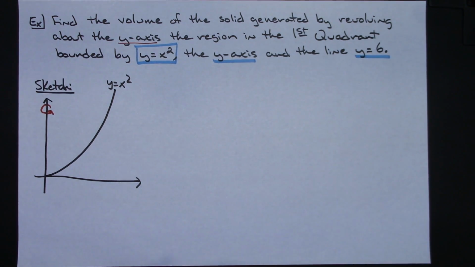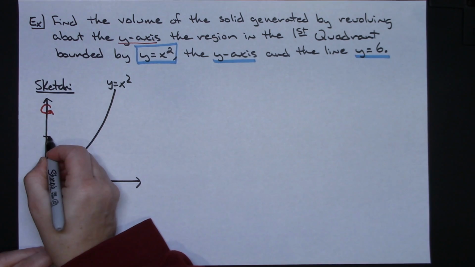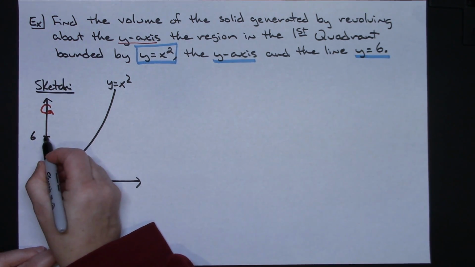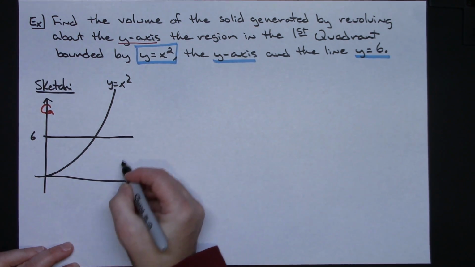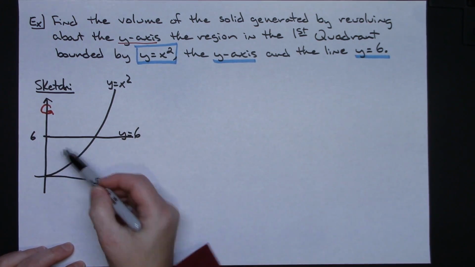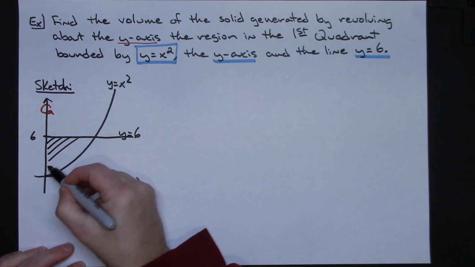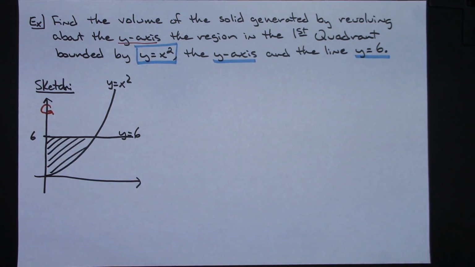Okay, and then let's add that line y equals 6 on there. So if I come up there to 6, that's y equals 6. Alright, so I'm bounded by the y-axis, y equals 6 and this curve, so that means I'm focused on this area right in here. Now let's put the representative rectangle on.